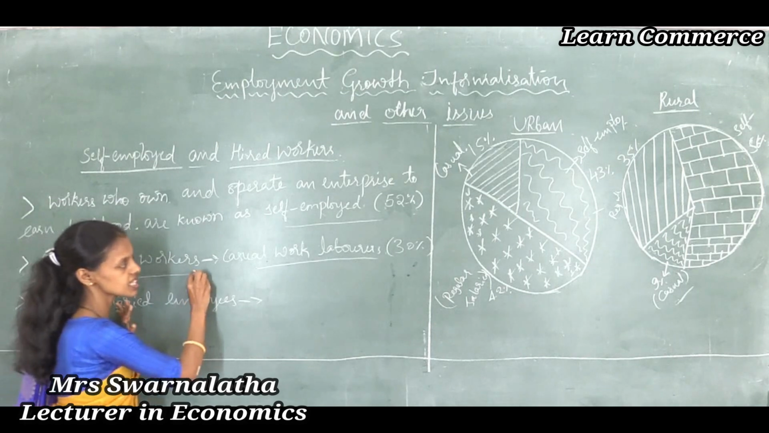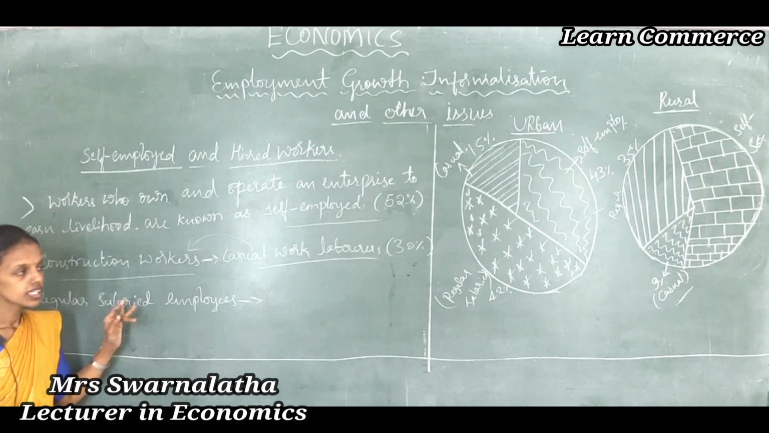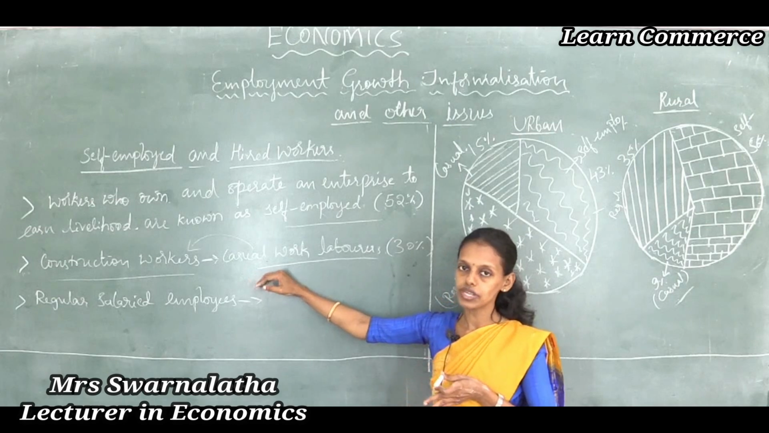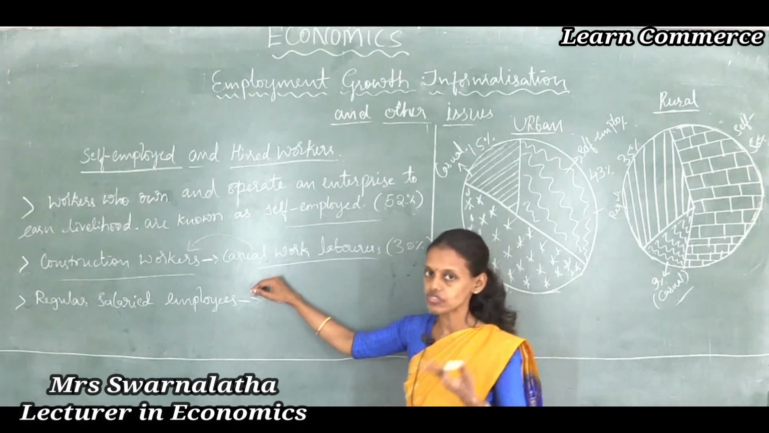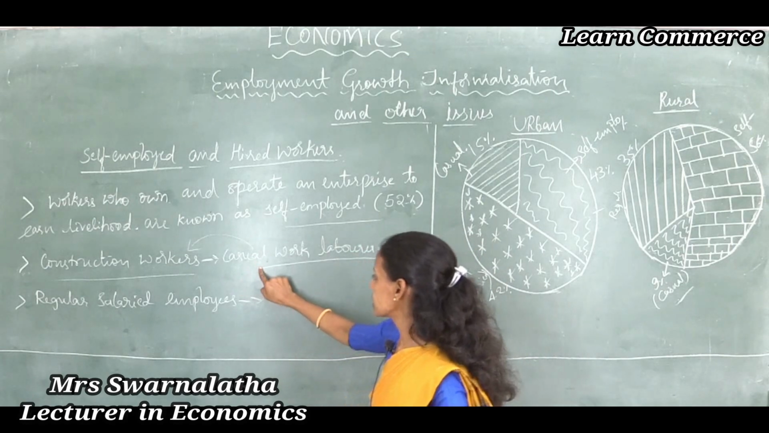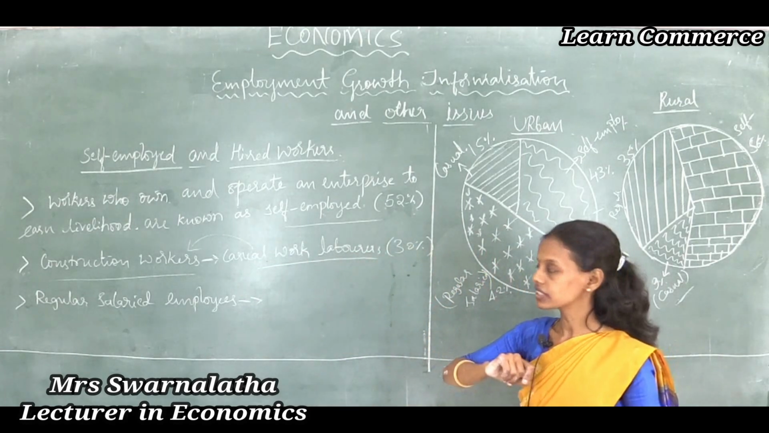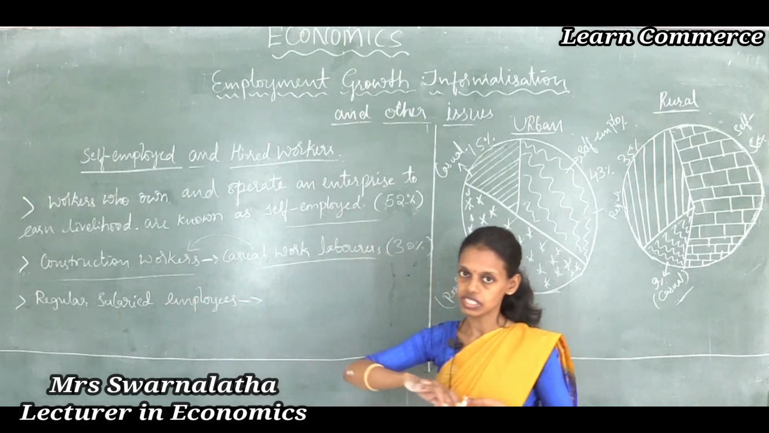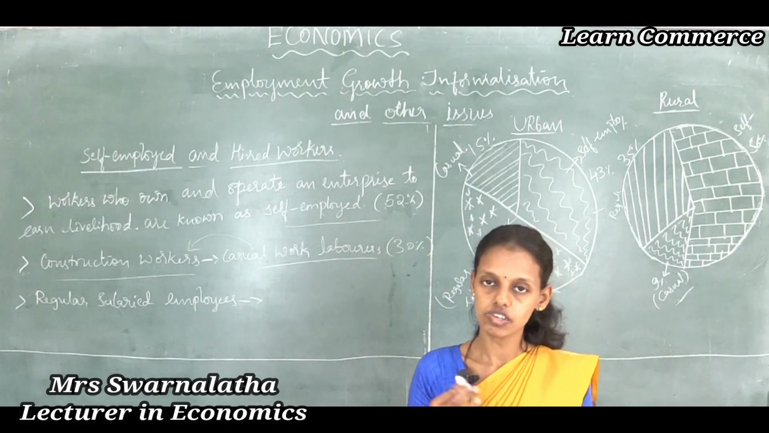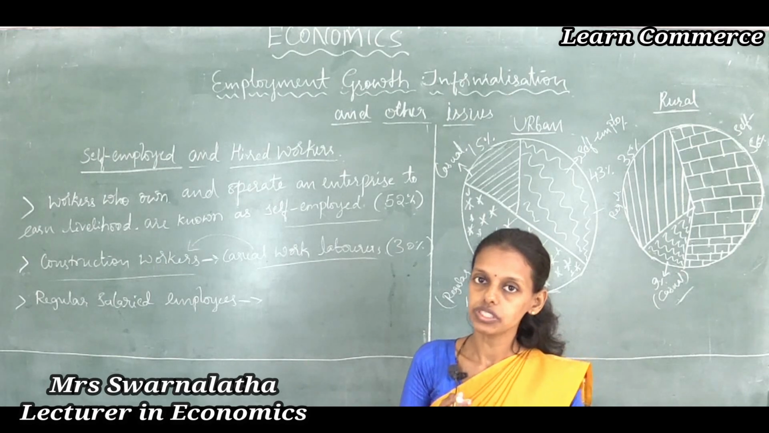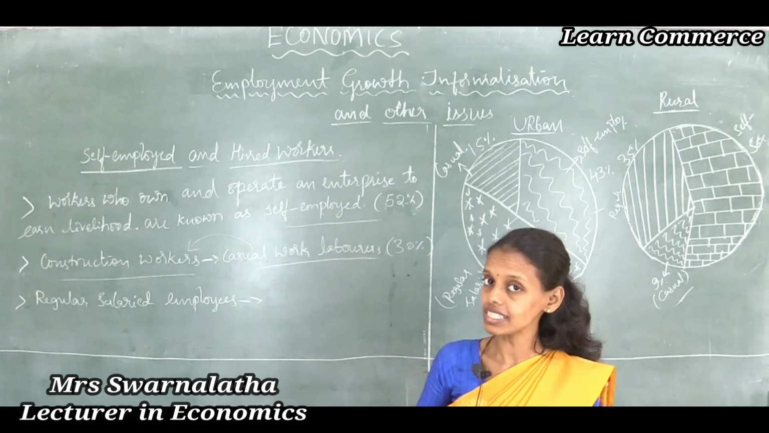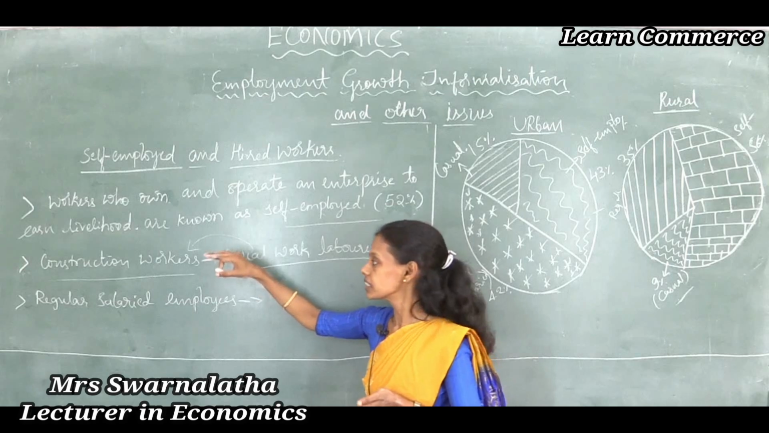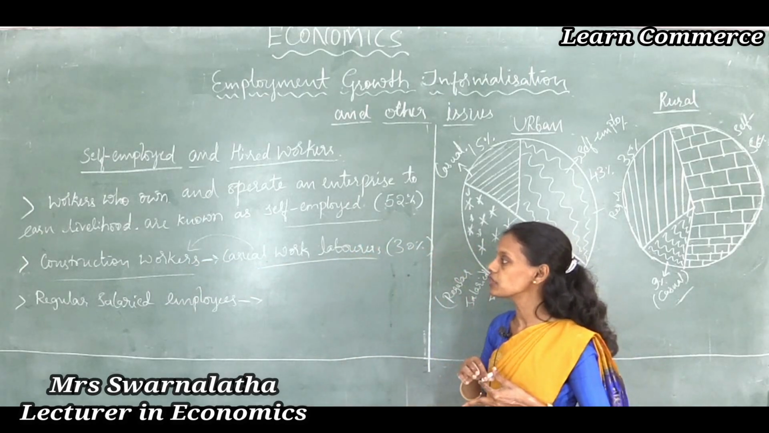Then construction workers are termed as casual workers, or casual wage laborers. Those who engage in the construction of buildings, bridges, roads or any kind of construction activities come under casual wage laborers. Most casual workers are less educated people, less qualified for other activities, but their skill is in construction. They are best in the construction field.